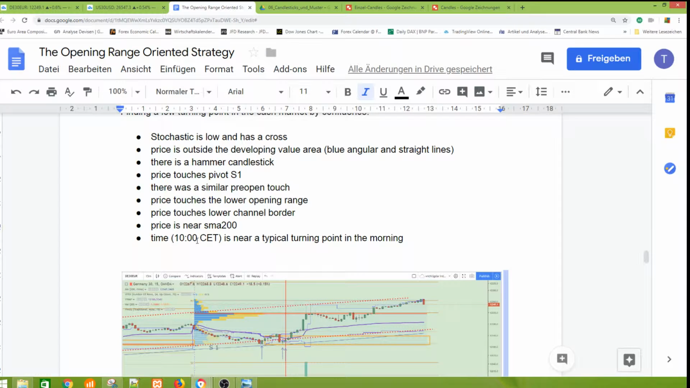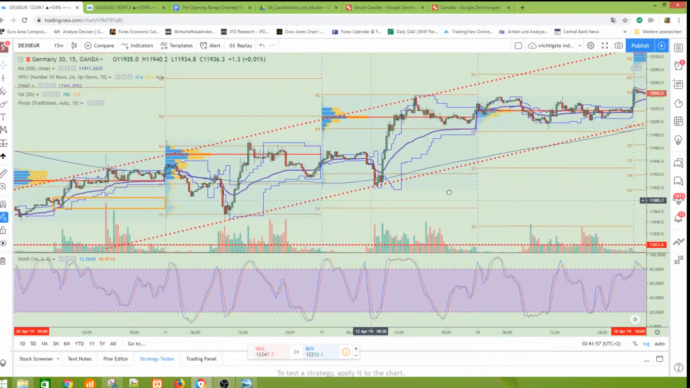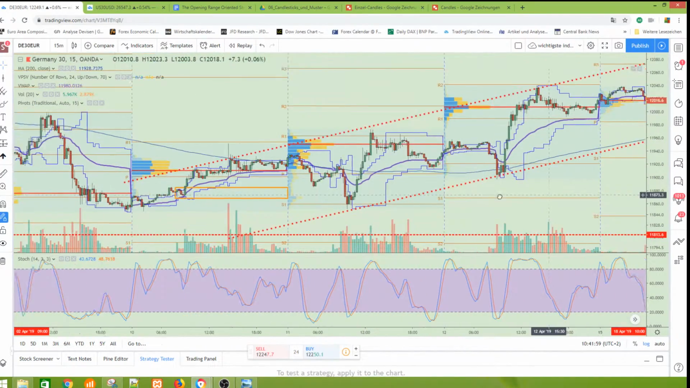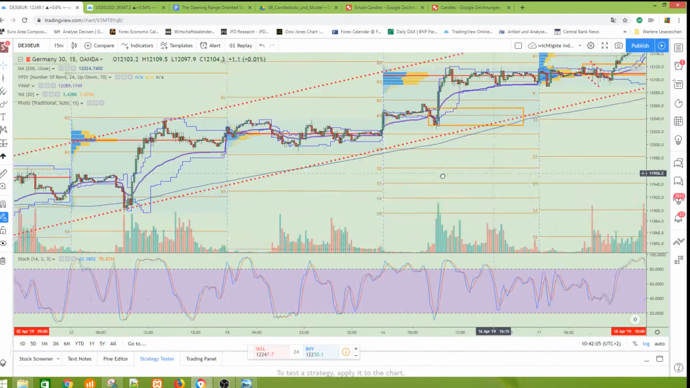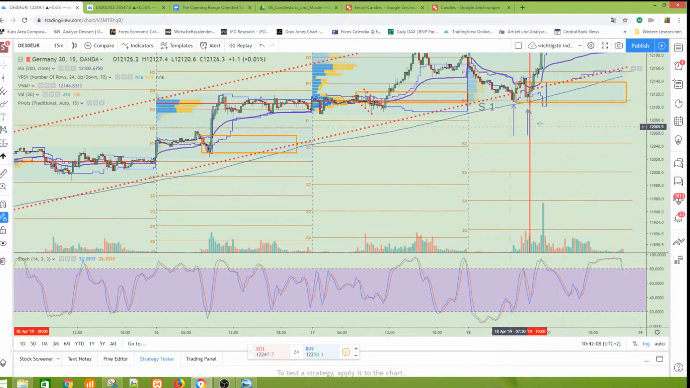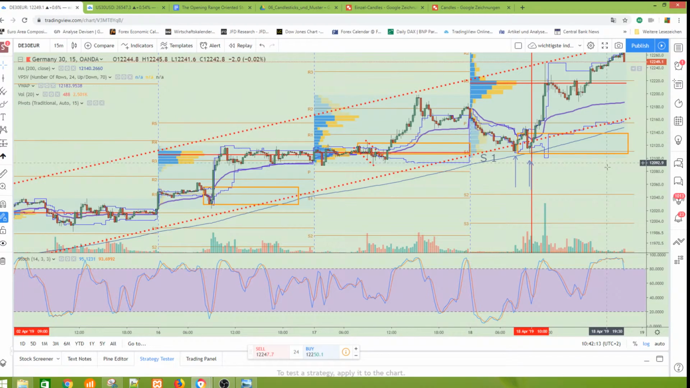We will see afterwards that we have many turning points at 10 o'clock, but it's a bit of a seasonality. It does not always hold true that it comes. Now we look at this chart of TradingView. We see here this strong uptrend. It's clearly defined, not always, but more or less. We see this uptrend channel.